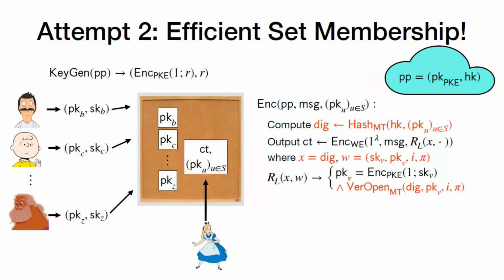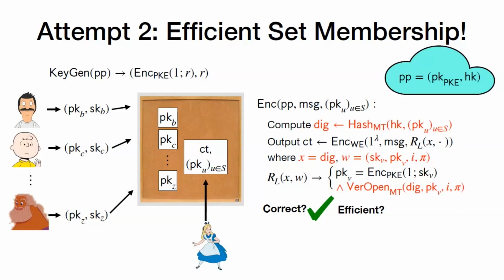With this, we'll change the relation for the witness encryption, where instead of the instance consisting of the set of public keys, we'll first hash down all of the public keys into a fixed size digest that's much smaller. The witness for this relation will consist of a secret key just as before, as well as a proof that you know one of the corresponding public keys that were hashed down. Then the relation just checks that the public key is indeed valid as before, and also checks that you have a valid opening for a public key with respect to the digest. And again, it's not too hard to see that this will be correct.